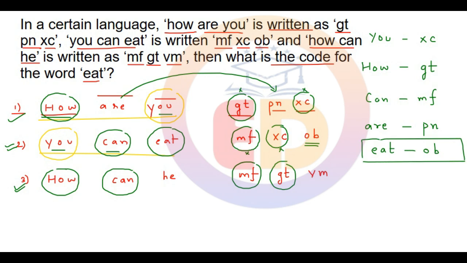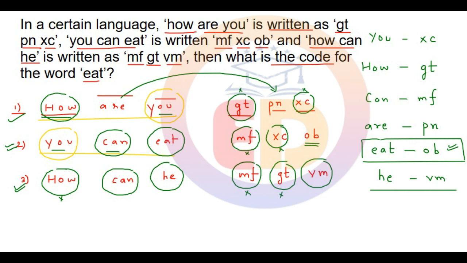And in the third, how is coded as GT. Can is coded as MF. So the remaining word he will be coded as the remaining code VM. The code of he is VM. However, that we don't have to find. We had to find what is the code for eat, which we have already found, as it is coded as OB.